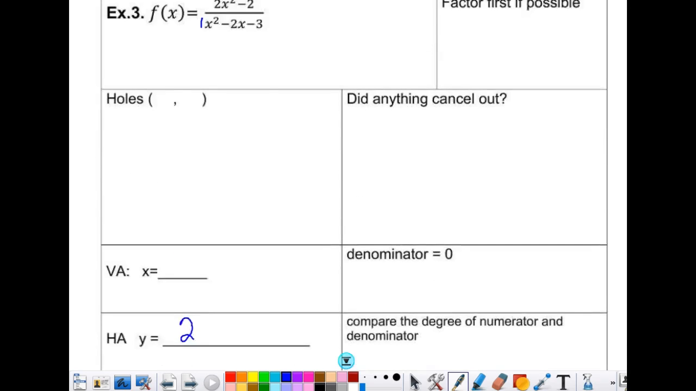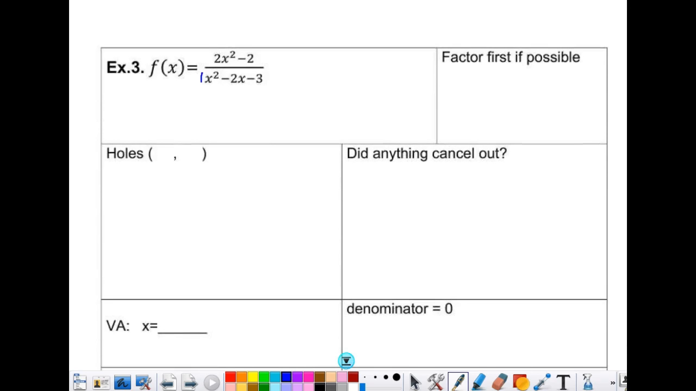Now, let's go back and factor it. On that little strip that I gave you, at the very top it says factor first. Well, ignore that. Don't factor it first. Do the horizontal asymptote first, then go back and factor. So does this numerator factor? Yes, they'll both divide by 2. I'm going to factor over here. They'll both divide by 2, and then we get x squared minus what? 1. On the denominator, how do they factor?